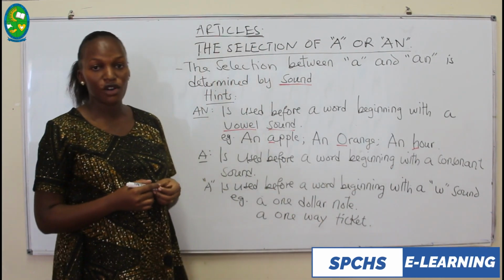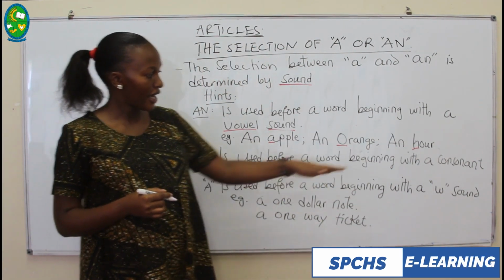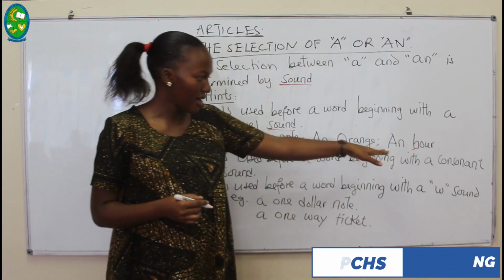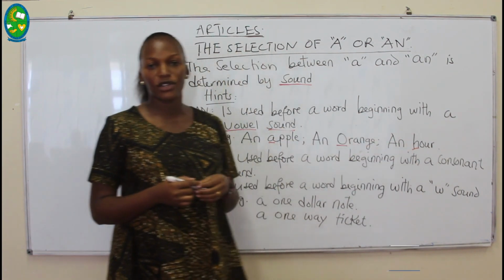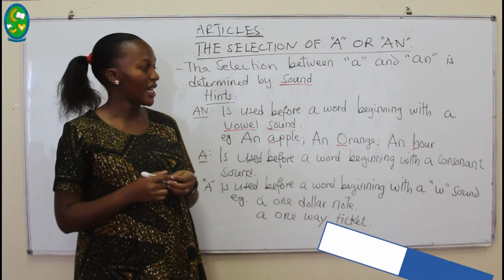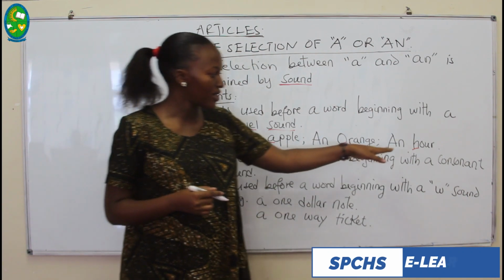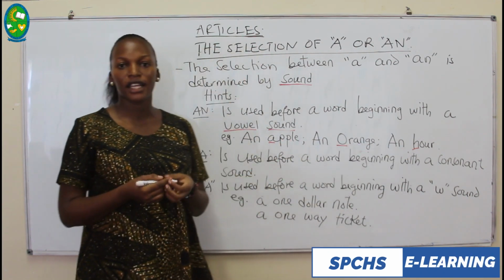So most of the students always get confused. They see H here, but still we use an, where H is a consonant. We call this a silent consonant because it is not pronounced. We say our, not how. That's why we use an. There are some other examples like honorable.